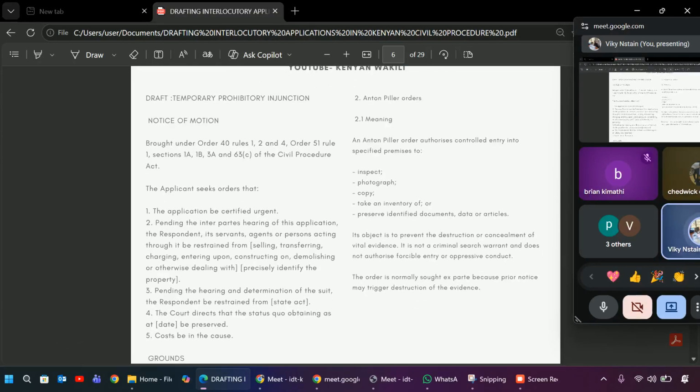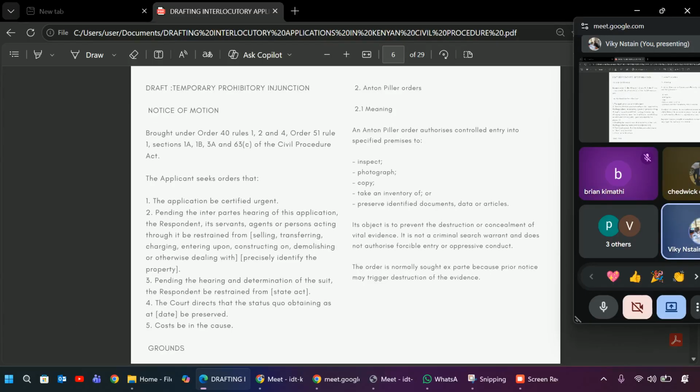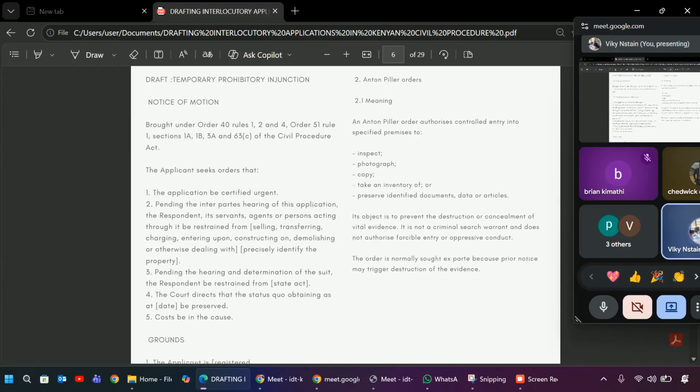So draft number 1 is on temporary prohibitory injunction. Take note of how I have avoided the Republic of Kenya, the jurisdiction of the court, and the parties, and now introduce the subject of the document being under the notice of motion. Take note that we are not cramming the provision. I want them to come out in a natural manner. That's why I started with the theoretical part.